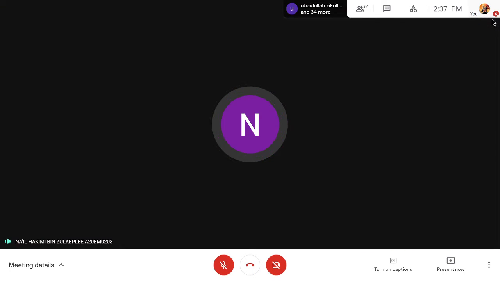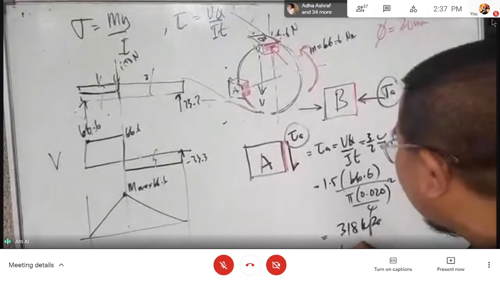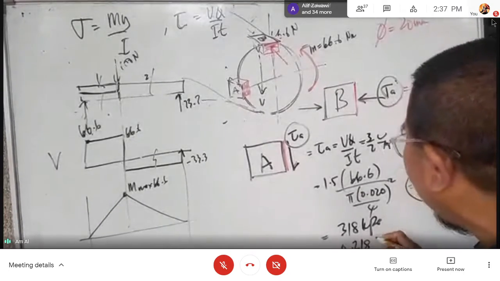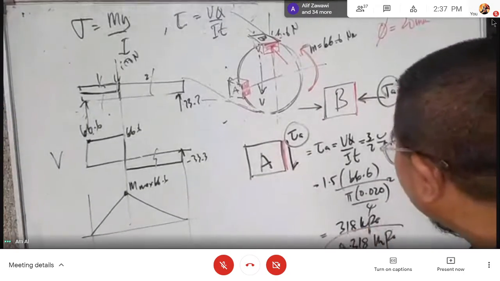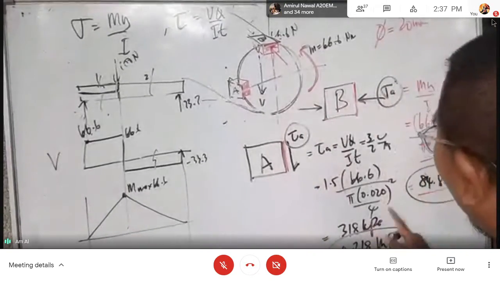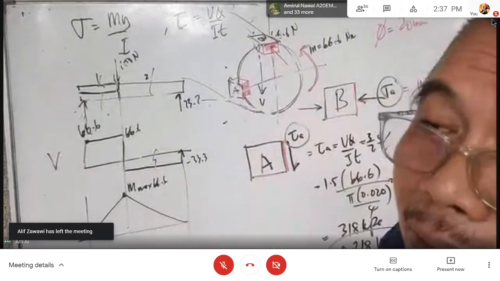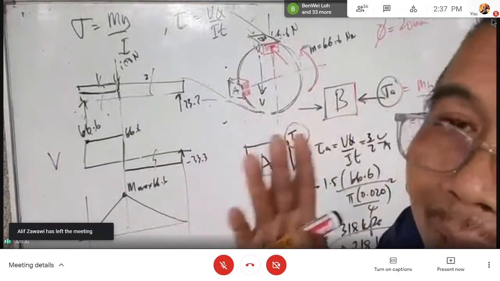318 kilopascal. Or you can write that as 0.318 megapascal. Can you see that? You cannot compare kilo and mega. You must put mega and mega, you can understand. That's how you compare things.